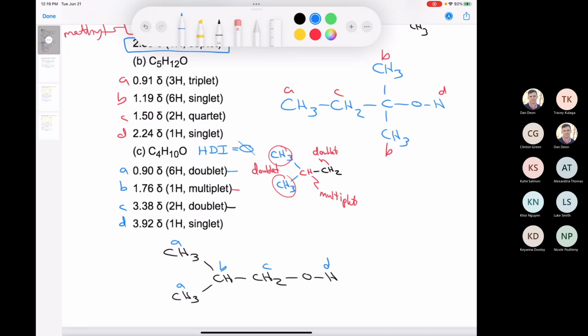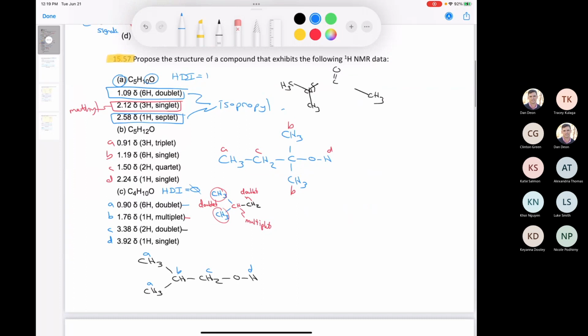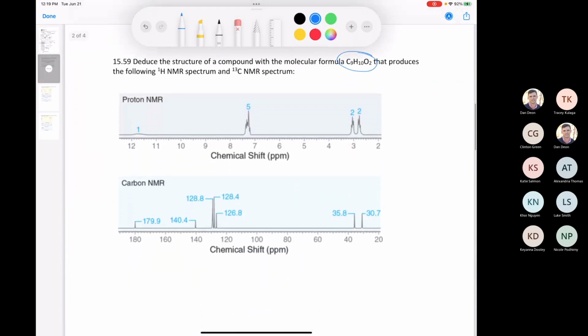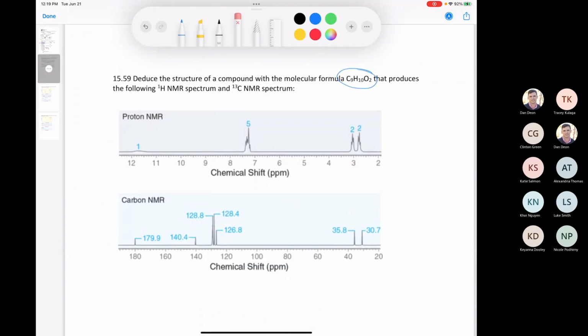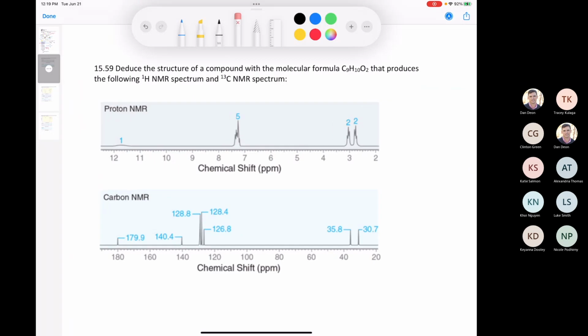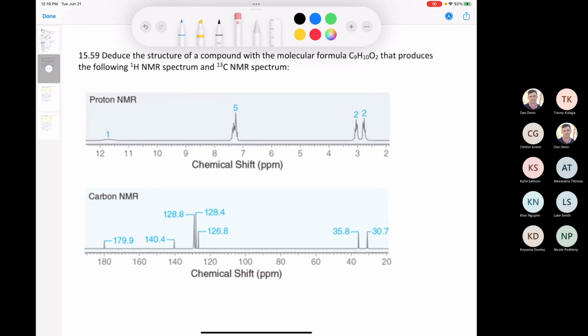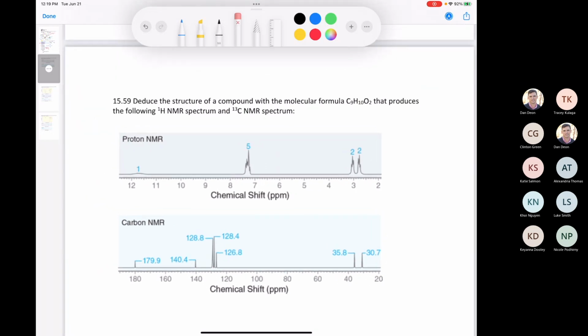All right, let's take a look at another one. So let's take a gander at this one here, 15.59. 15.59 asks us to deduce the structure of a compound with this molecular formula that produces the following NMR and carbon-13 spectrum. We might have to zoom in on this one a little bit to see if we can figure everything out here. But first question, what's the HDI of this compound?